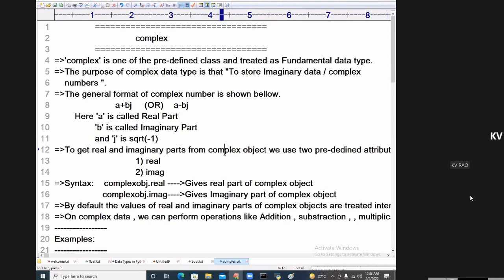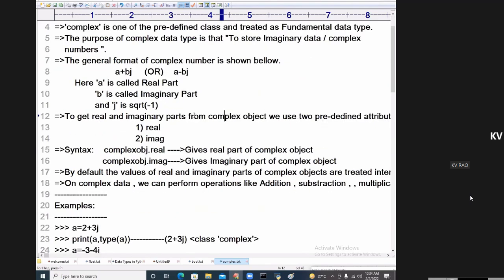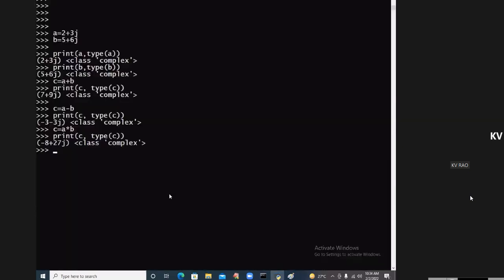How do you extract the real part from a complex object? Which attribute will you use? A dot real. Very good. Complex object dot real. How do you get the imaginary part? Complex object dot imag. Very good. Imag and real are two predefined attributes because these are important. By default, real and imaginary parts are taken as which type? Float type. Very good.